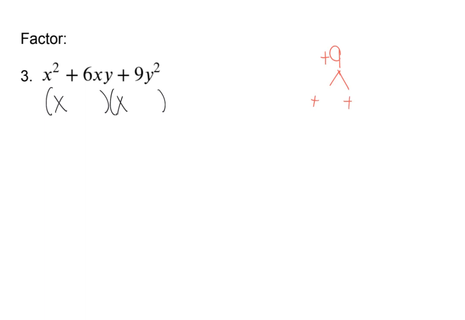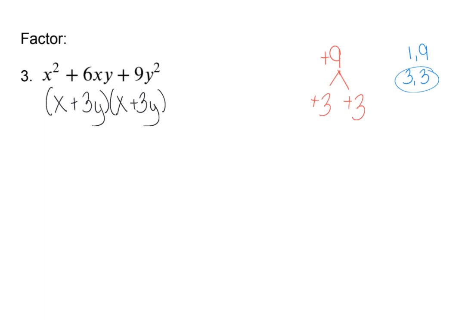Since I know they're both positive, let's think number-wise. 9 would be 1 times 9 or 3 times 3. And if I'm looking to get a 6 in the middle, I think I need this set. So we need 3 and 3. Now, 3 times 3 gets me that 9. But we still have this y to deal with. Just like x times x is x squared, y times y would be y squared. So instead of just throwing the 3 back in, I'm going to throw in a 3 with the y.